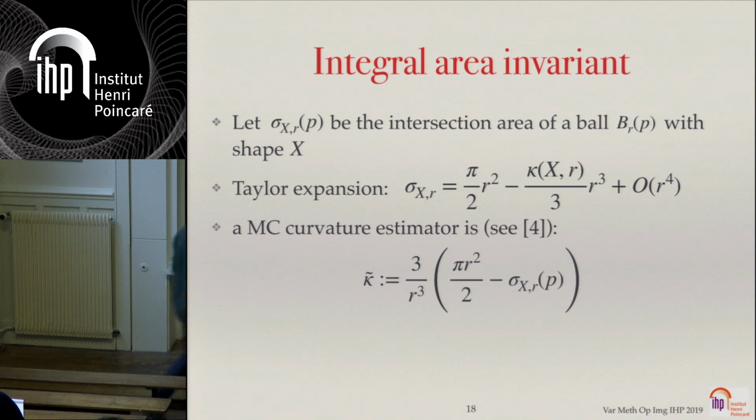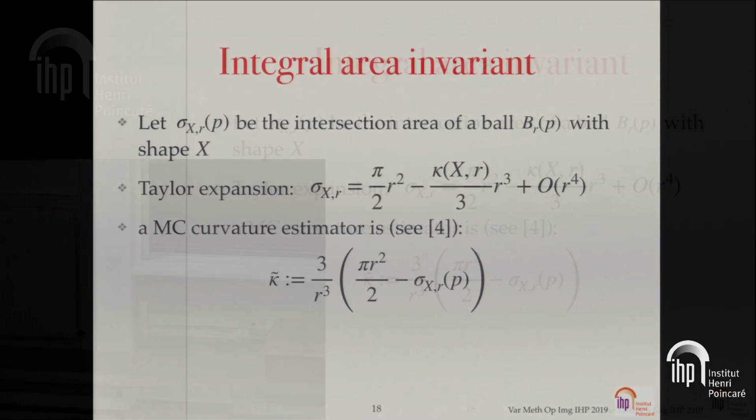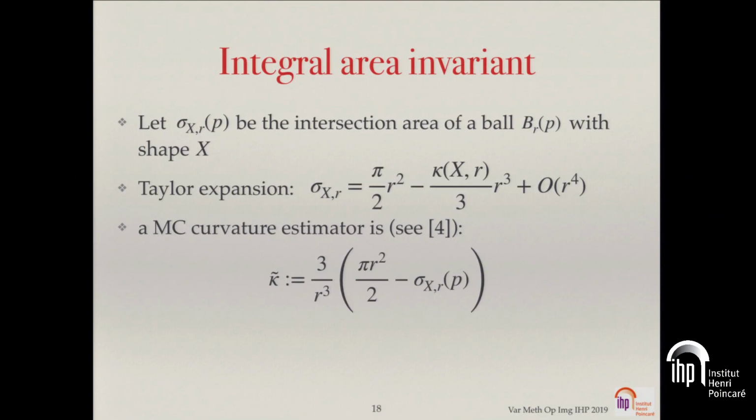And the question is now, is this estimator correct? We have shown that this estimator is actually convergent. It's a good one from that point of view. And now can we use this invariant instead of the one we had before?